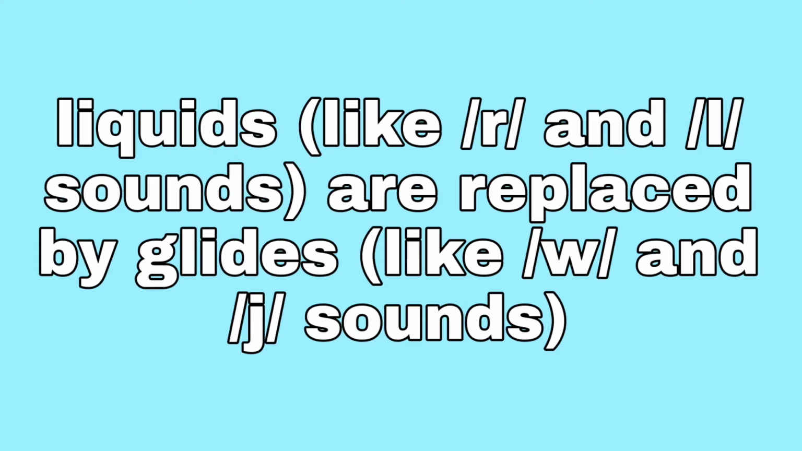Gliding. Gliding is a phonological process where liquids like R and L sounds are replaced by glides like W and Y sounds. Yes, Y looks like a J when it's shown in parentheses.